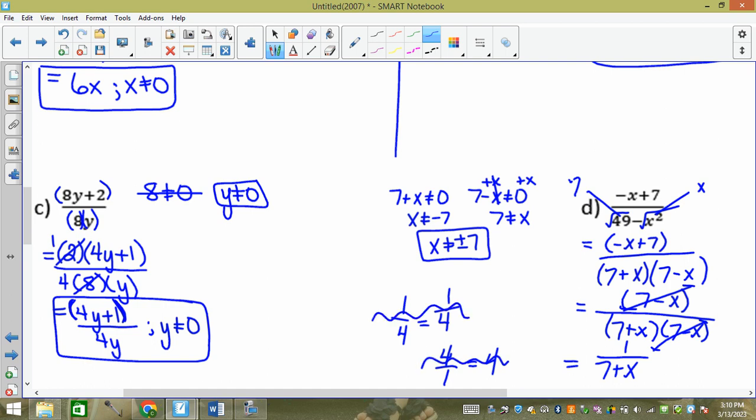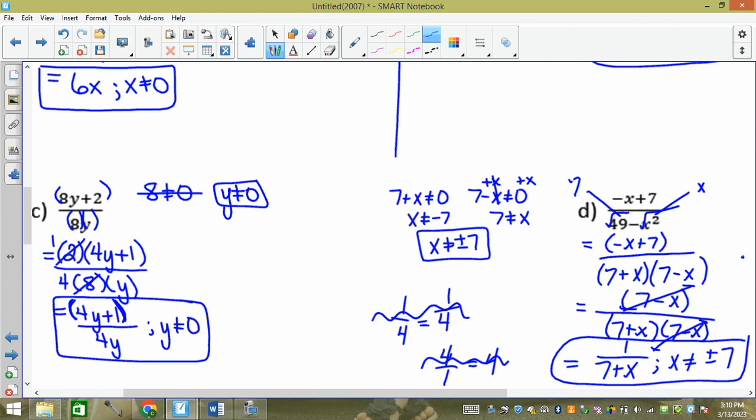I'm going to move that so you don't think it's part of this. And then I have to follow behind with my NPVs. X can't equal positive or negative 7. And then I box it.